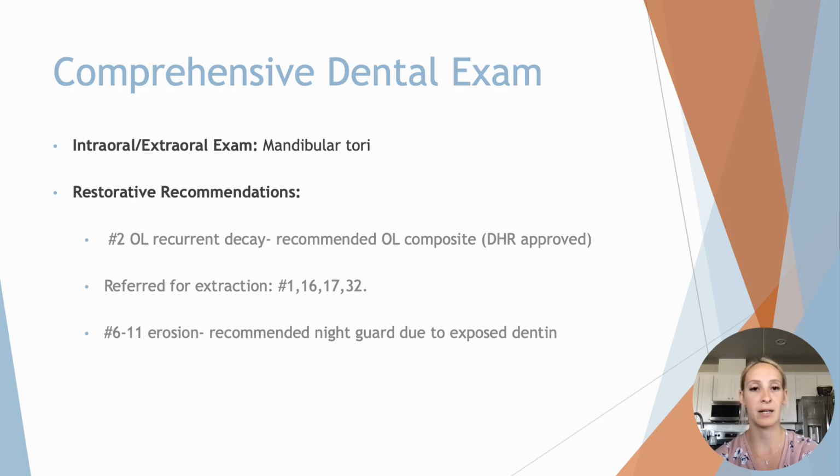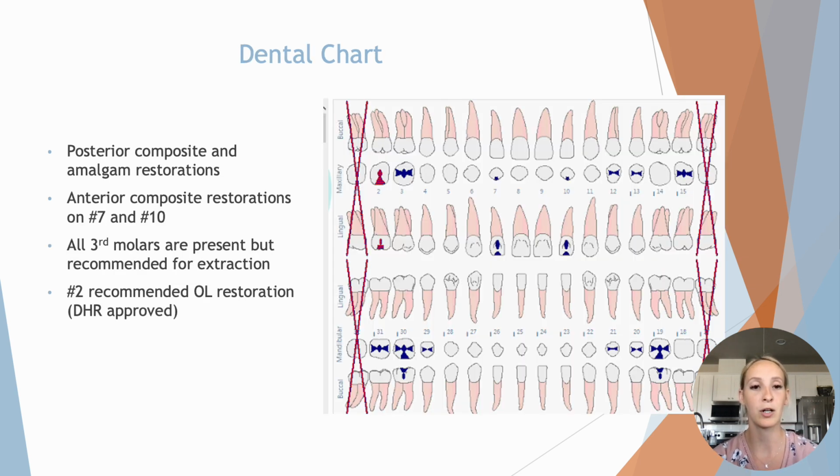The comprehensive dental exam findings: the mandibular tori, and then restorative recommendations was number 2, OL composite, that's DHR approved due to recurrent decay. We referred for extractions of those third molars and noted 6 or 11 erosion, and the dentist that day had recommended a night guard due to the exposed dentin. Here's the dental chart, just showing those restorations that are existing, as well as number 2 being treatment planned for an OL, and the extractions of the third molars.